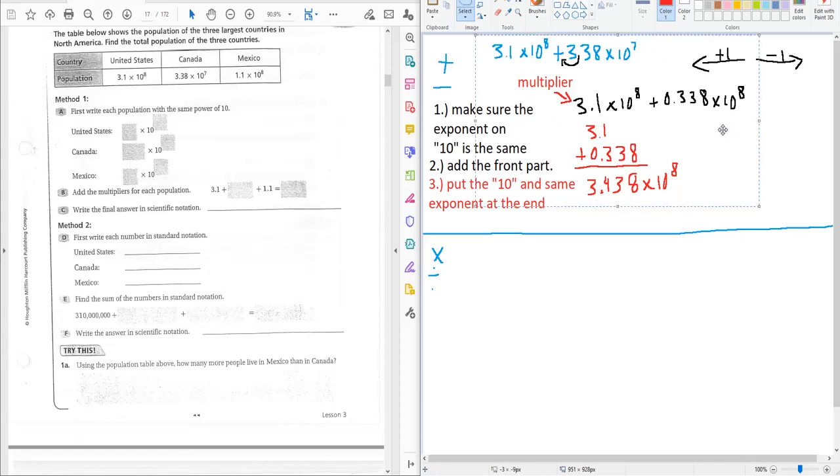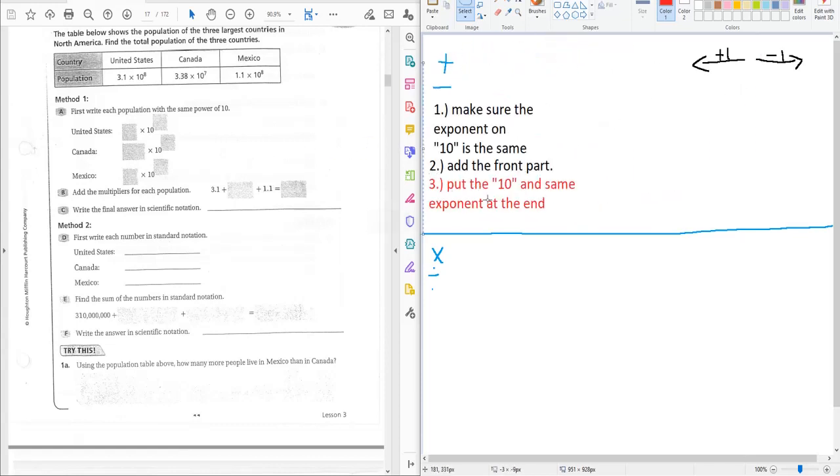So the rules are exactly the same. I wrote add here, but really you can put it as subtract also. It works the same. So what if I did 1.1 times 10 to the 8 minus 3.38 times 10 to the 7.